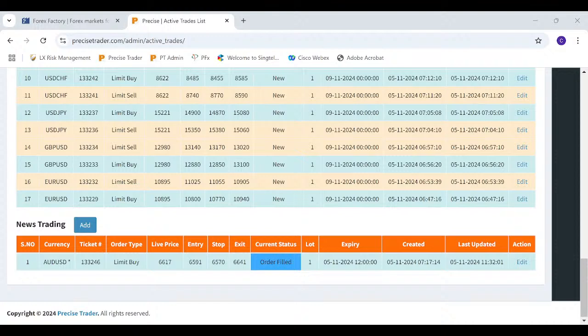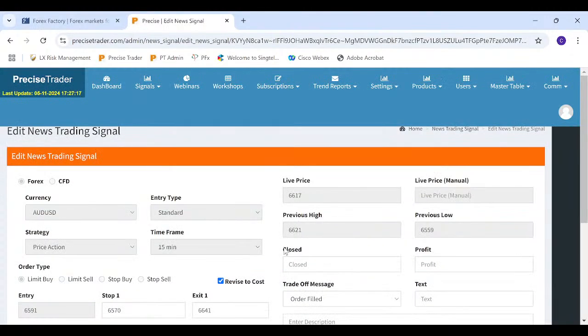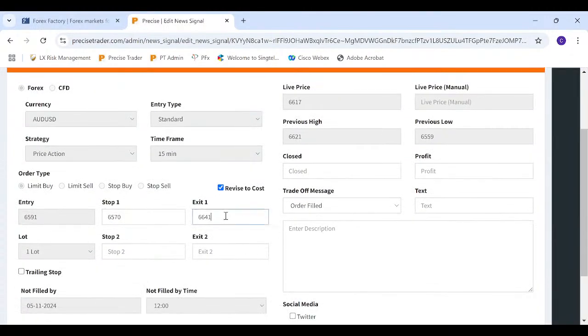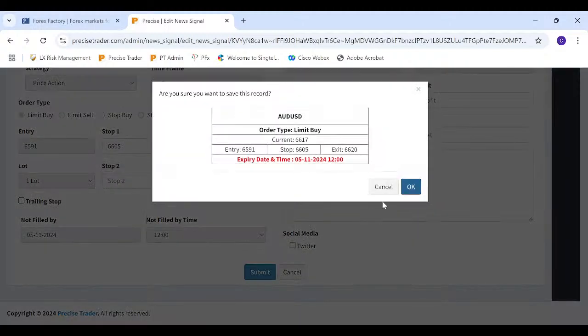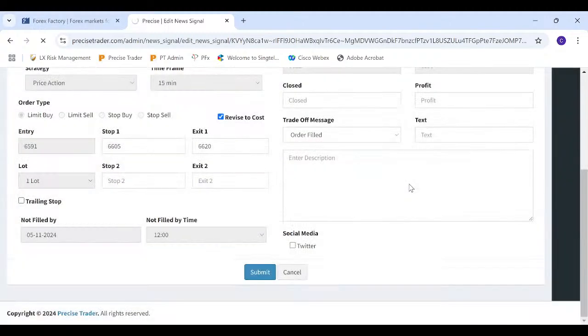I think this one, we can close at 66.20. So this one we don't have to wait for 40. We'll try to close at 20 and raise the stop to 66.05. Okay, so at least we make about 13-14 pips on that trade.